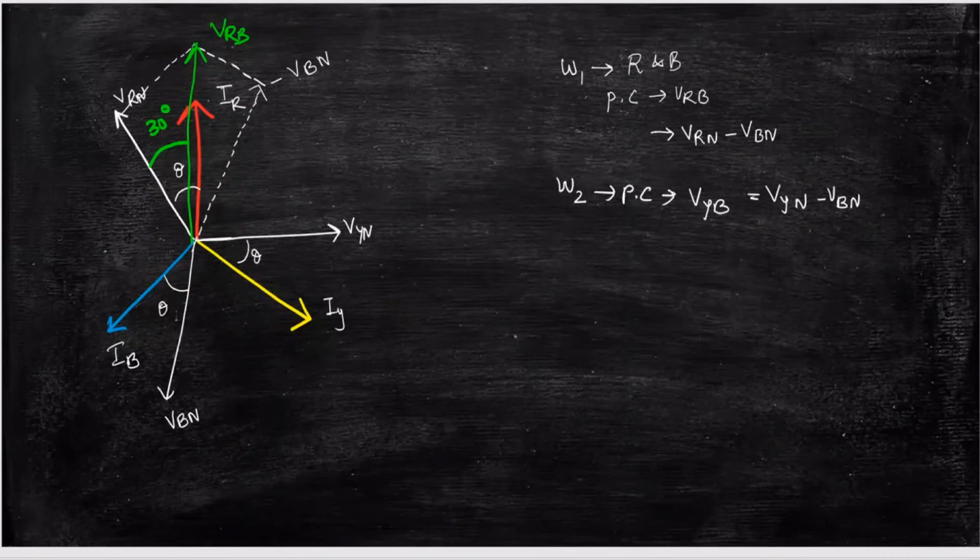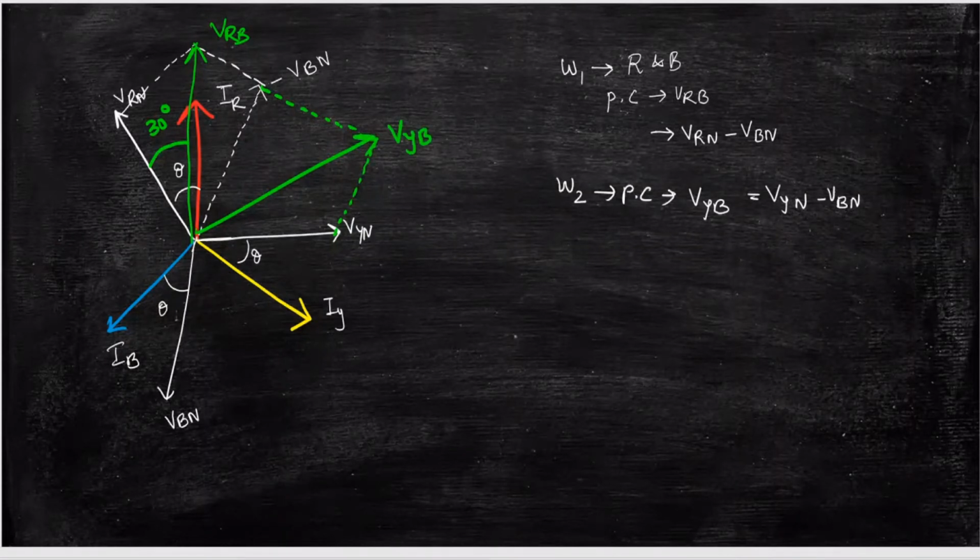Yeah. VYN minus VBN. Okay. Minus VBN is here and VYN is here. So if you vectorially add these two, minus VBN and VYN, what are you going to get? You are going to get VYB. So you got your VYB and VRB.